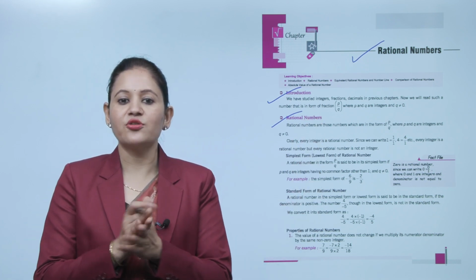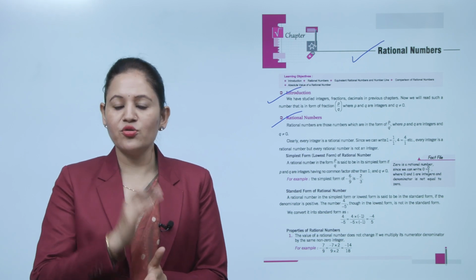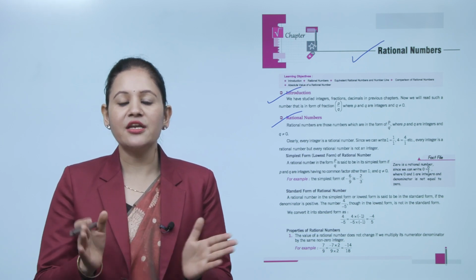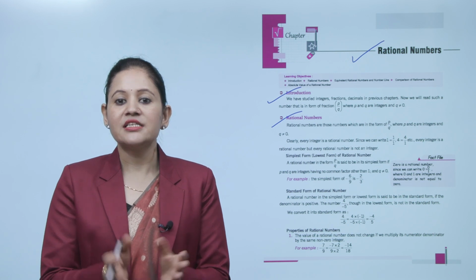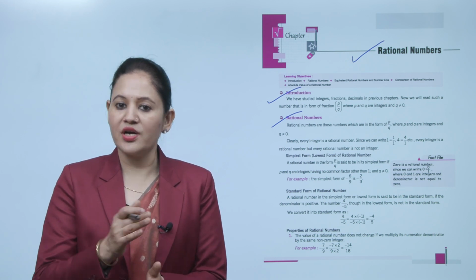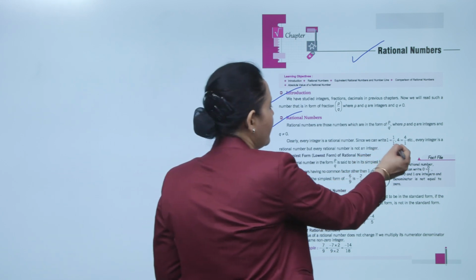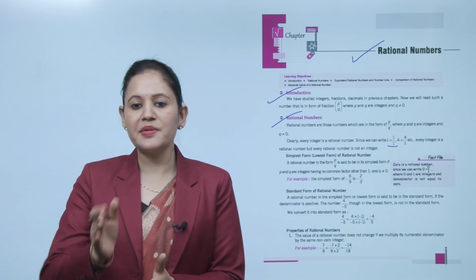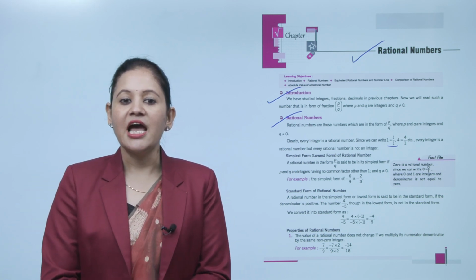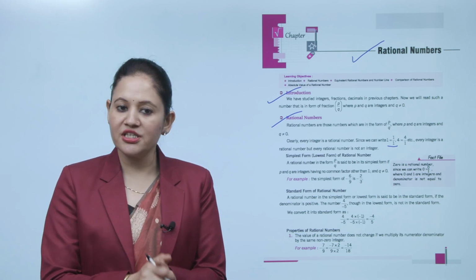Rational numbers are those numbers which are in the form of p by q, जिसको p by q की form में लिख सकते हैं, where p and q are integers and q is not equal to 0. Clearly, every integer is a rational number, since we can write 1 as 1 by 1, 1 को 1 by 1 means we can express it in the form of p by q, and here the denominator is not equal to 0. 4 can be expressed as 4 by 1, etc. Every integer is a rational number, but every rational number is not an integer.